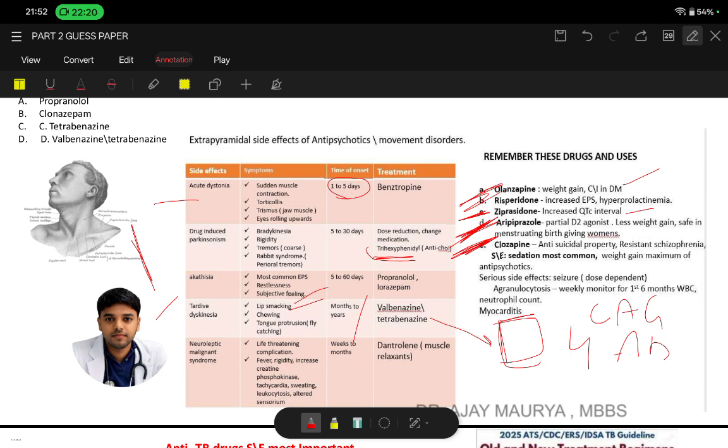So what is the side effect here? Tell me. Clozapine, serious side effect is seizure. Serious is seizure, and it is agranulocytosis. These are the questions they will ask you in the exam. Mark my words, one MCQ for sure. It's your wish.